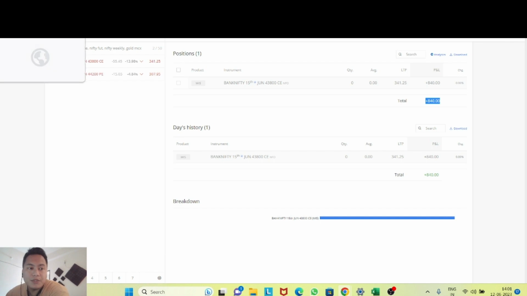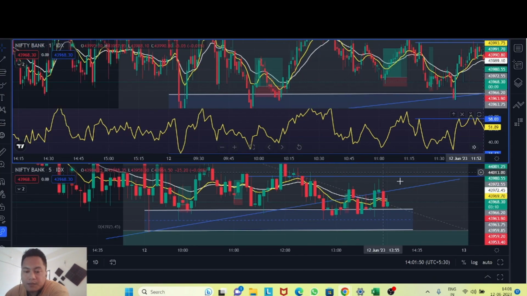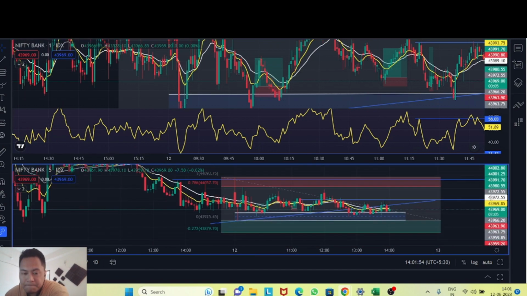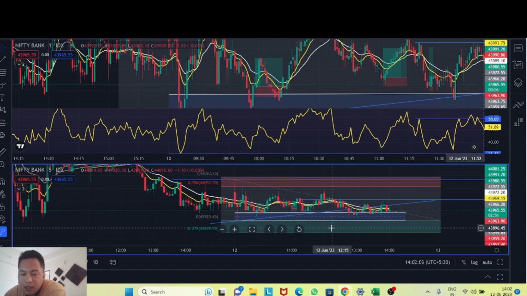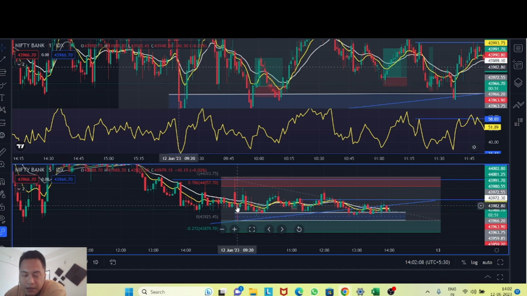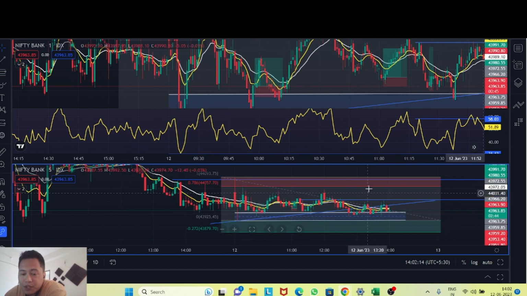So let me show you how the market moved today. Basically, in the morning itself I created these two zones here using these first two candles on the 5 minute graph, and the market just moved between these two zones.